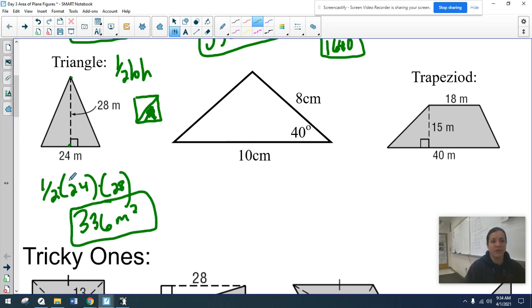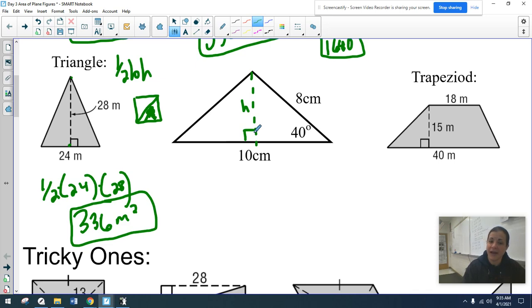Now, the other thing you could do is you could just cut one of the numbers in half. So you could cut 24 in half and just do 12 times 28. That'll get you the same thing. So I gave you a tricky one over here because this one is one where if you're finding the area of the triangle, you've got to do a little bit of work. So I need to find the height.